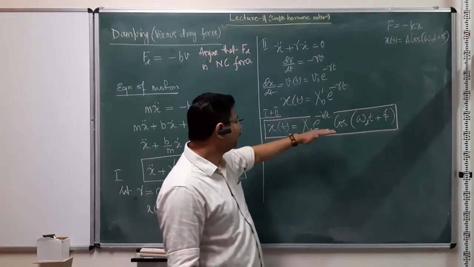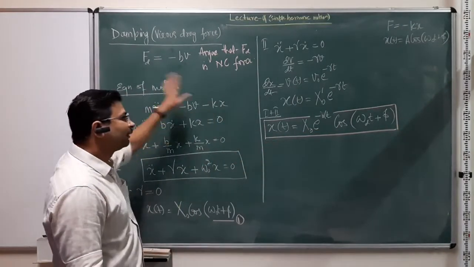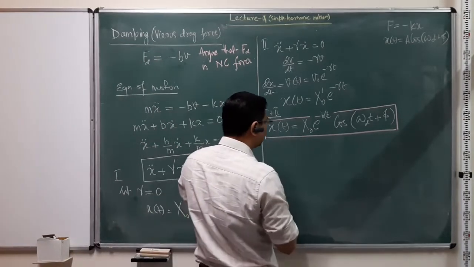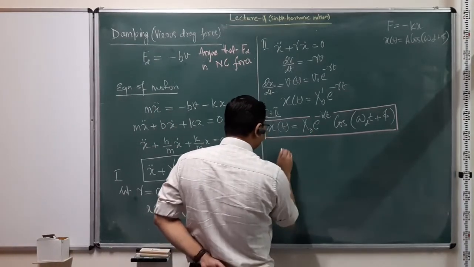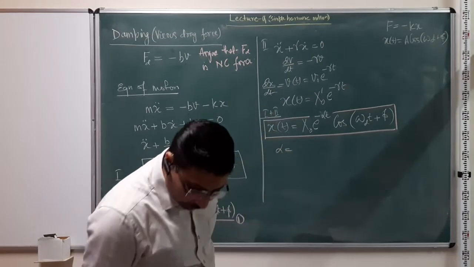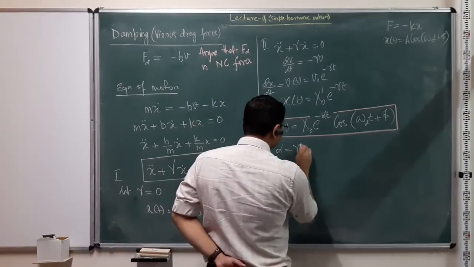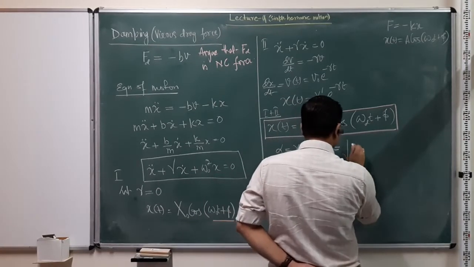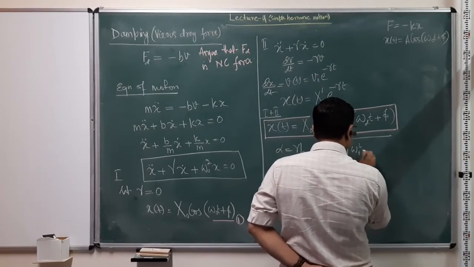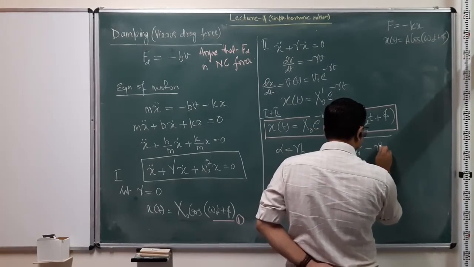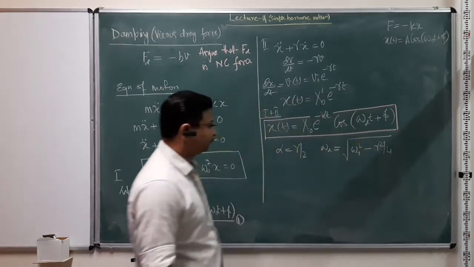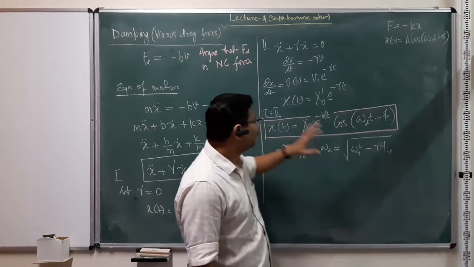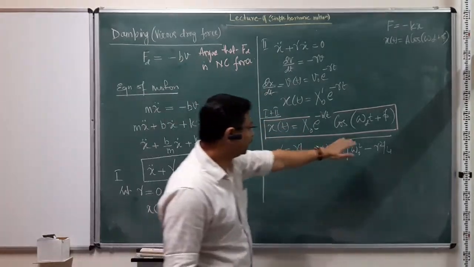Of course, what we can do is we can take the solution, put it back here and confirm that it satisfies the equation, right? And here the values, alpha is, I think, gamma by 2, and omega d, which is now the new frequency, is the square root of omega naught square minus gamma square by 4. Okay? Where again gamma is b by m, omega naught is square root of k by m. So this is the natural frequency.